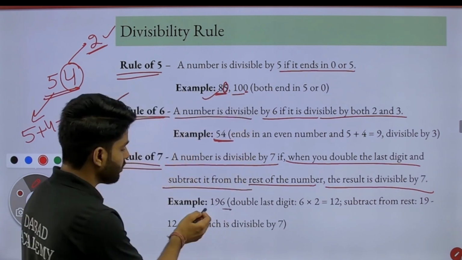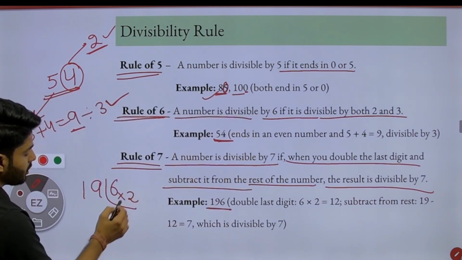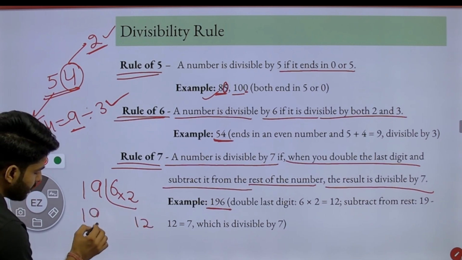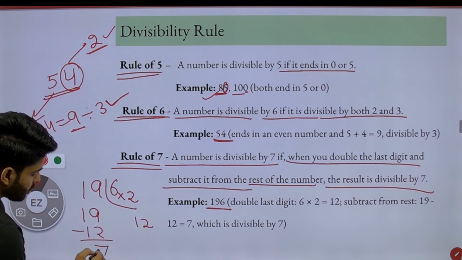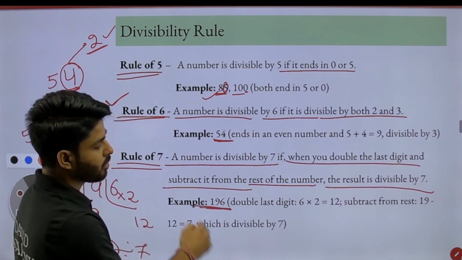Like first we have the number 196. The unit place of 196 is 6, which we multiply by 2, we have 12. So 19 minus 12 is equal to 7. So 7 is divisible by 7, so this entire number is also divisible by 7.